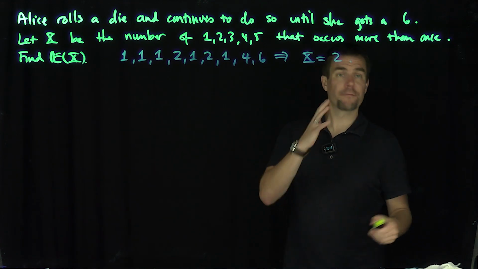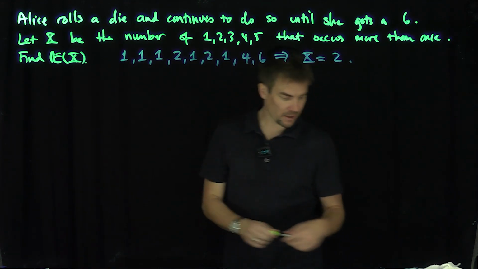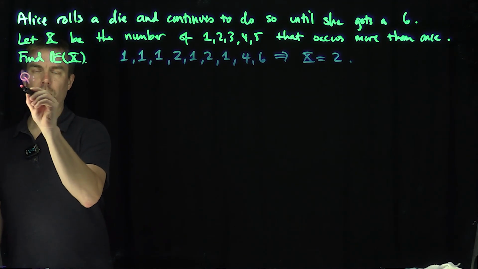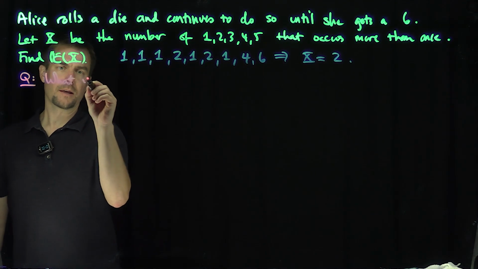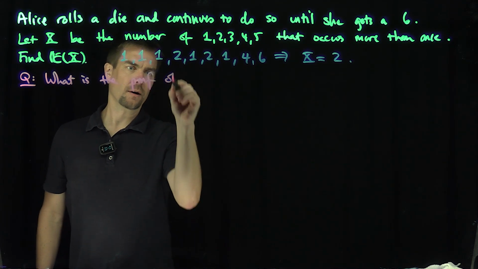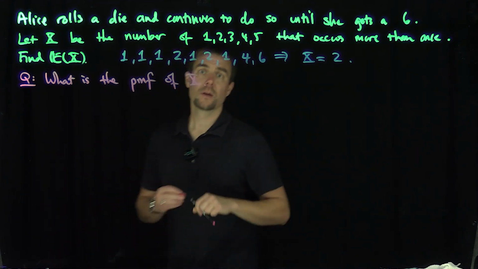Let's figure out how to find the density of X. So we need to find the probability density of X. So that's the first part of the problem. Question: what is the probability mass function of X? Okay, let's think about it.